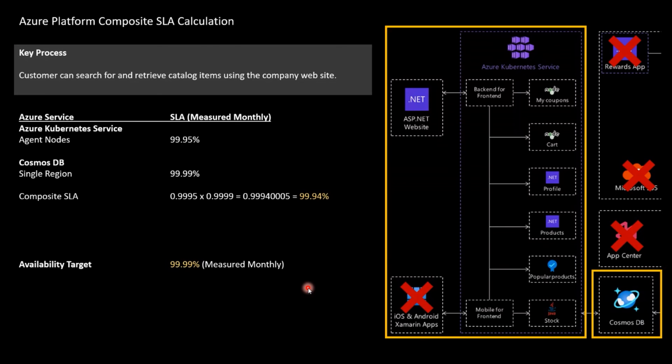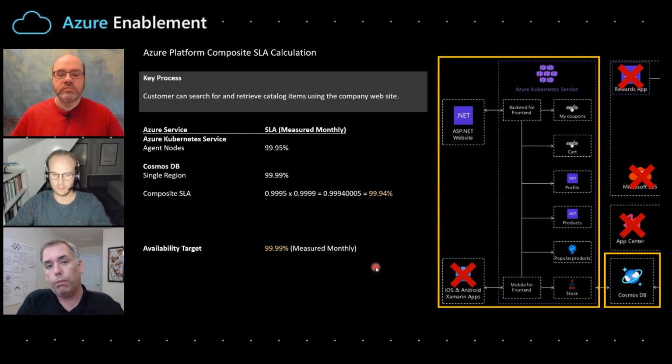From a Cosmos perspective, you're only leveraging a single region today, and so again, from a platform perspective, Microsoft would guarantee a 99.99% SLA, always measured monthly in this example. And so to combine those, these are two services that must both be running in order for your customers to find those catalog items. However, they're independent from each other. So the health of one doesn't necessarily impact the health of the other. And so because of that, we multiply the probabilities together.